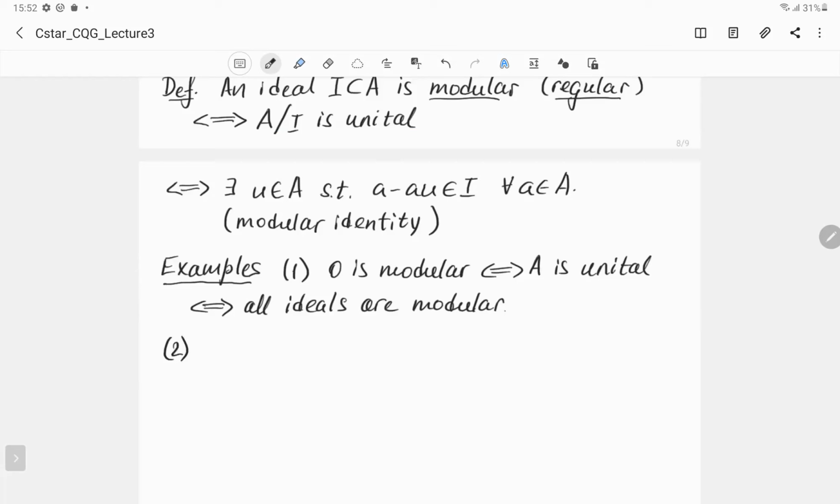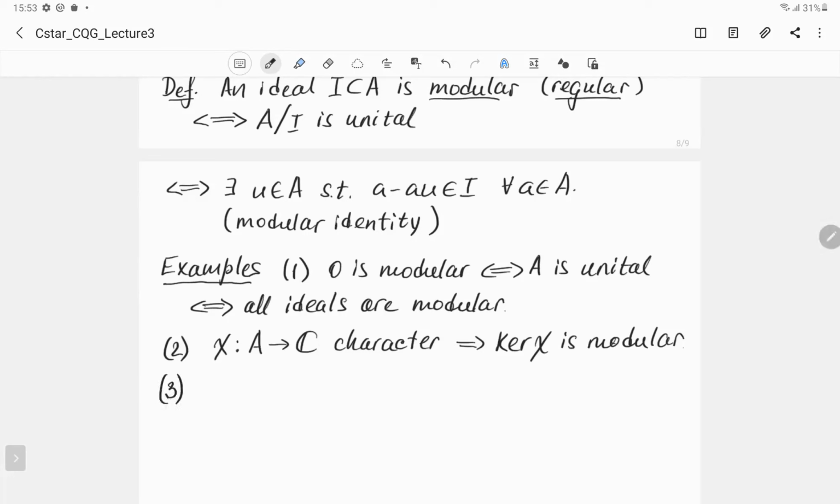The second example, or rather an observation, is that if chi is a character of A, then the kernel of chi is always a modular ideal. Indeed, if chi is zero, then this is obviously true because the kernel is A itself. And the zero algebra is unital, by the way, by the very definition. And if chi is non-zero, then the kernel has codimension 1. So the quotient of A modulo the kernel is isomorphic to the complex plane, which is unital. So the kernel of a character is always a modular ideal.